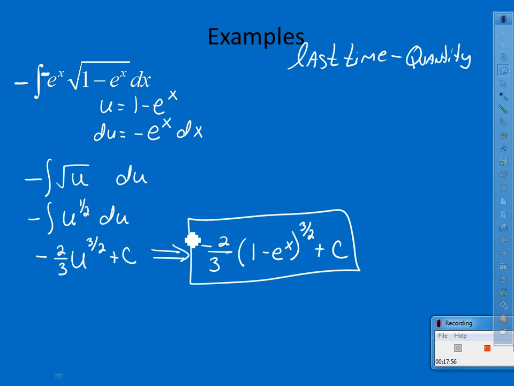Now remember, if you did the chain rule, the 3/2 would come down and multiply with the 2/3 and cancel out. So I would have negative 1 minus e to the x to the 1/2 times the derivative of whatever's inside, and the derivative of whatever's inside happens to be negative e to the x. Two negatives make a positive, so I'm back to where I started. So it checks. There's just a few steps there.